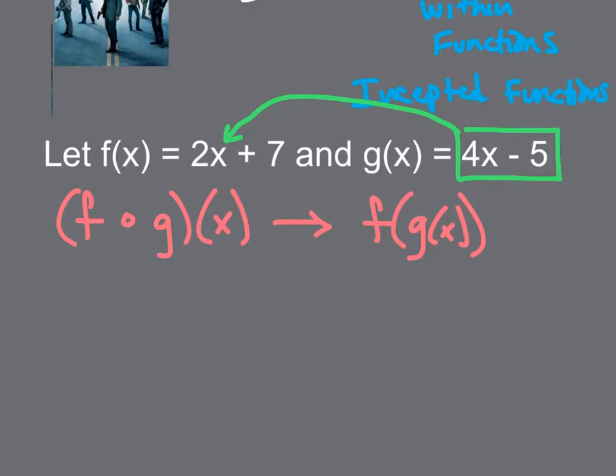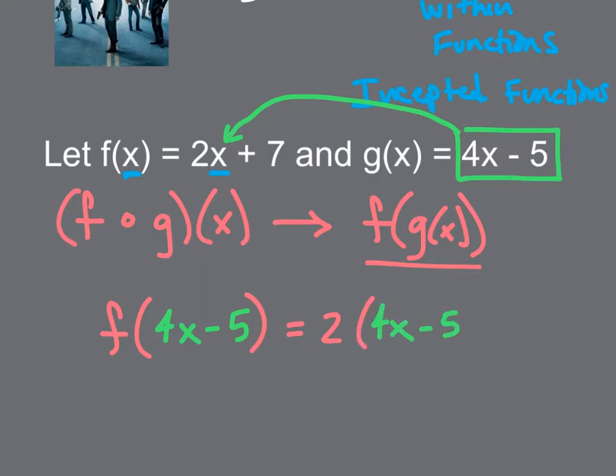Instead of writing f of g of x, I'm going to write f of 4x minus 5, okay? And what this means is that if I think of my input of my function, notice how up here your input is x, and then what you see in your function is the variable x. What I'm going to do is take that entire function and plug it in for x. I'm going to write 2 parenthesis 4x minus 5 close parenthesis and then plus 7.